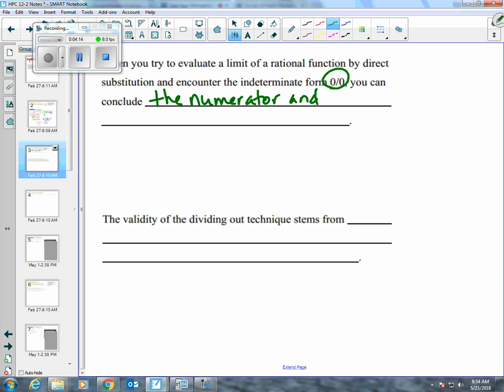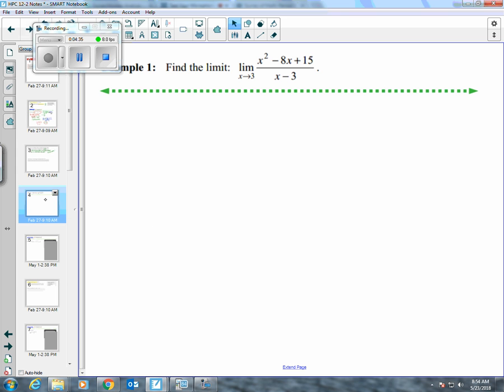So the numerator and the denominator have a common factor. And if they have a common factor, that means we should be able to factor and divide it out and then be able to evaluate the limit. So this is one of those removable discontinuities, being able to actually take out the thing that's causing us problems. So let's try one more so we can deal with what that looks like.